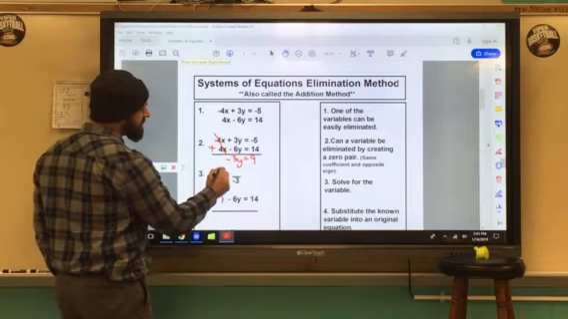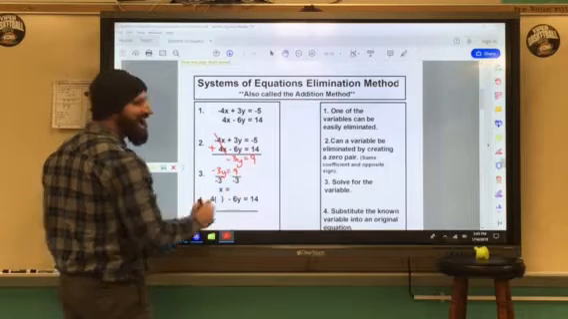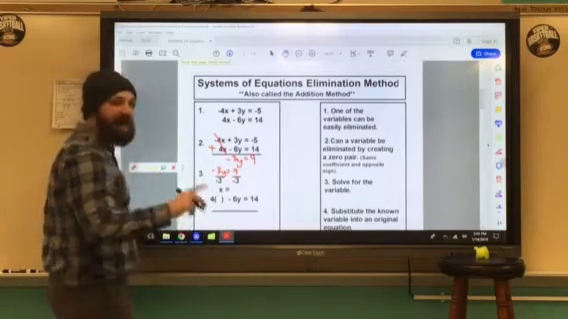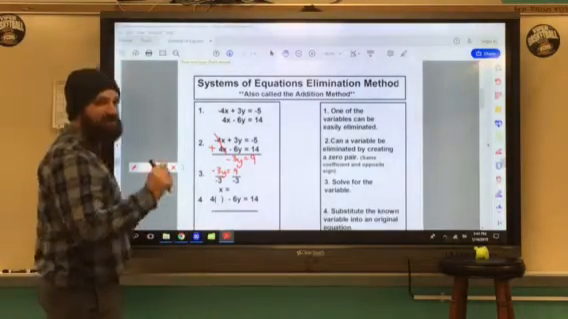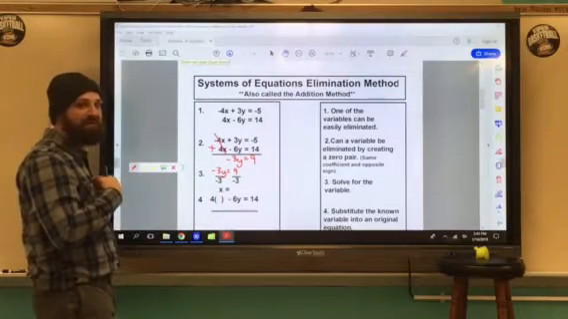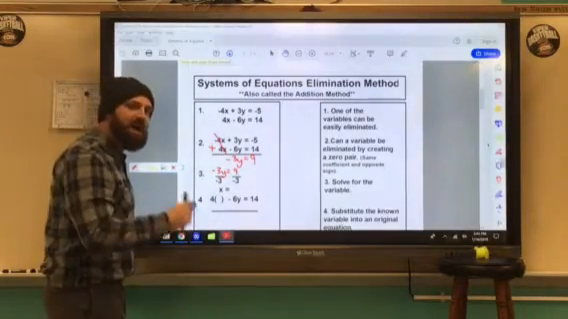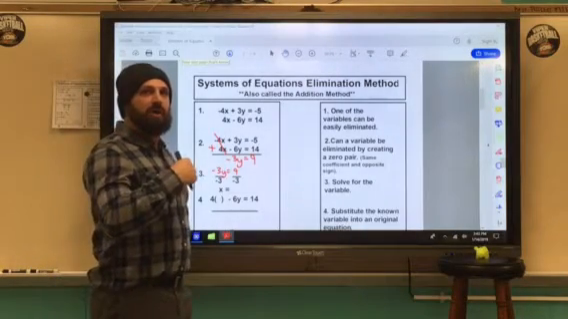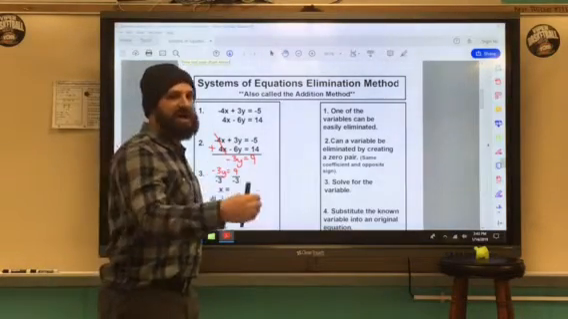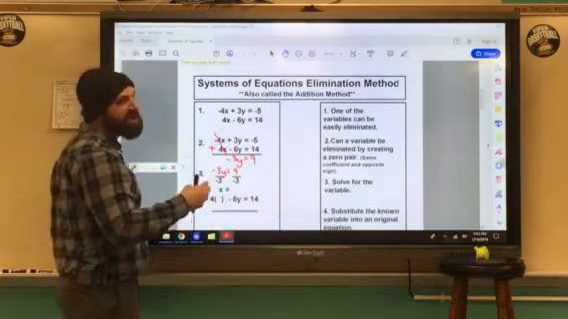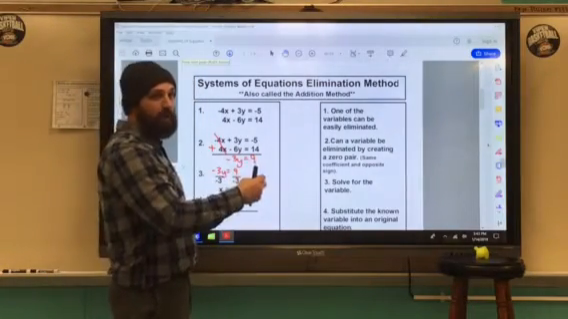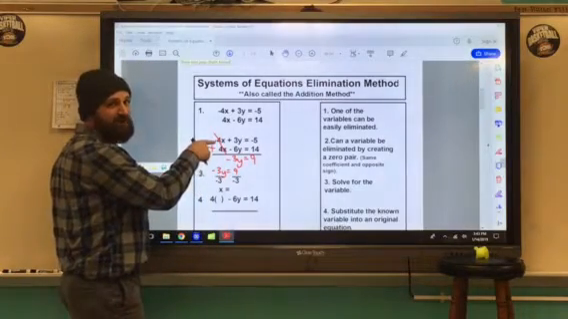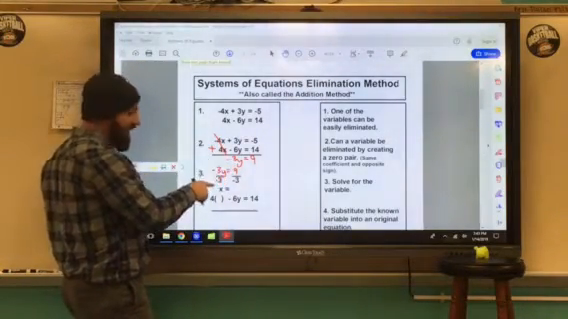Next, I'm going to use inverse operations to isolate the variable. I'm going to divide both sides by -3. Now, I need to point out a mistake, and this is a mistake I made, but it's also a common student mistake. We are so used to solving for x, but when we use the elimination method, we're solving for the variable we did not eliminate. If you remember, I eliminated x, so I'm solving for y, not x.